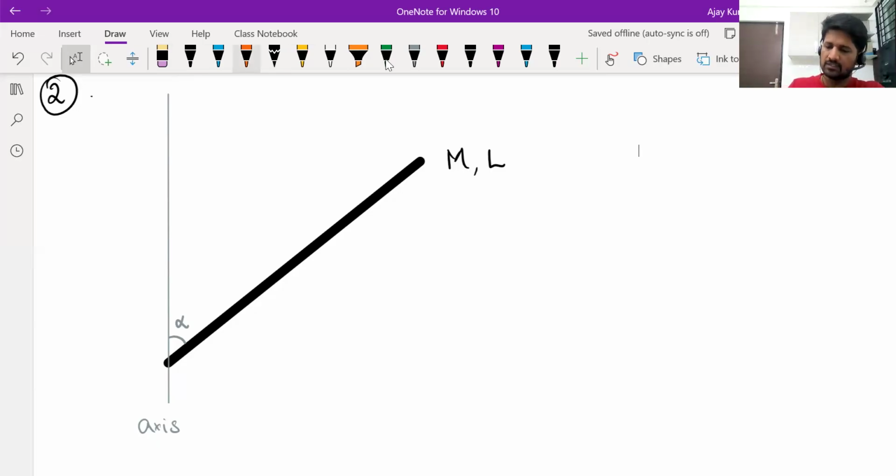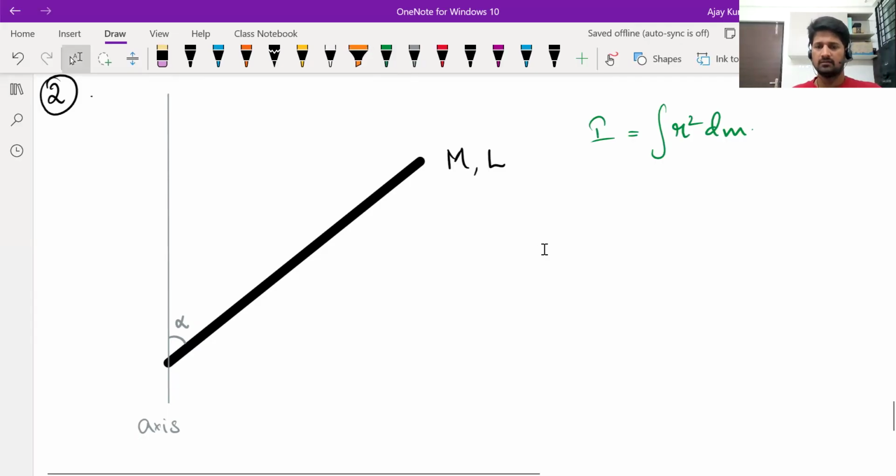The basic formula for moment of inertia of a continuous mass distribution is integral r square dm. Can one of you tell me what is r in this? What is the meaning of r? The distance from the axis to L. Axis to? L. What is L?